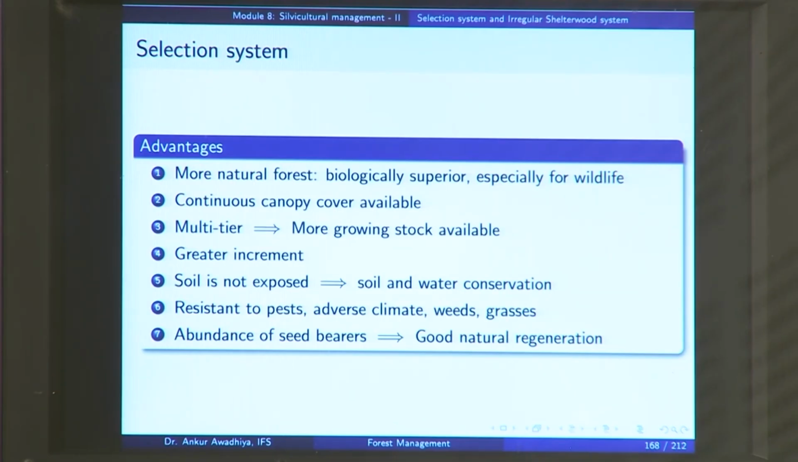So, you are having trees of different age classes, and all of these will be having certain biological values for different species of flora as well as fauna. So, it is a natural forest which is biologically superior, especially for wildlife. Then you have a continuous canopy cover that is available. So, if you want to use this area for, say, recreation, you will always find a very good canopy cover, and you will not have a very harsh sunshine inside it. So, this canopy cover is there for recreational purposes.